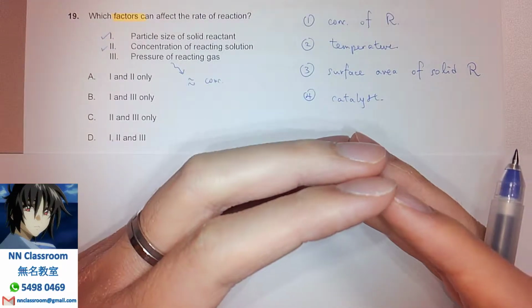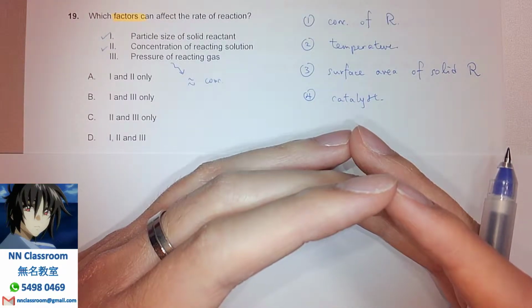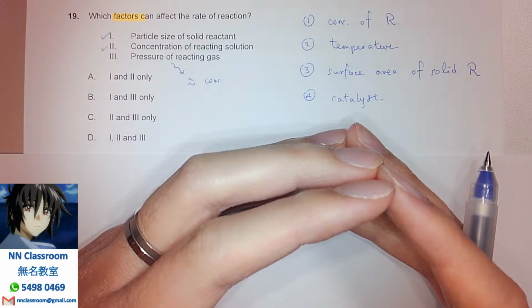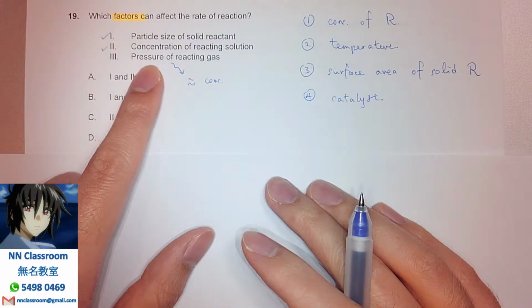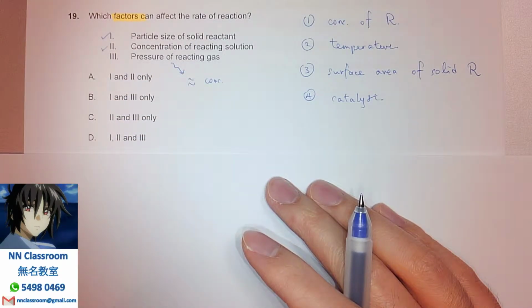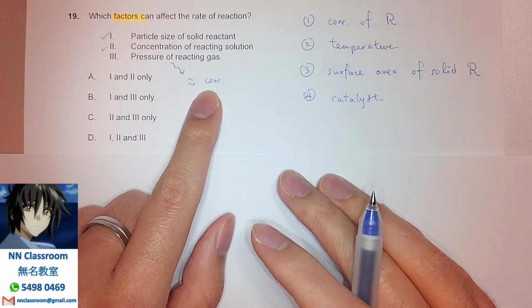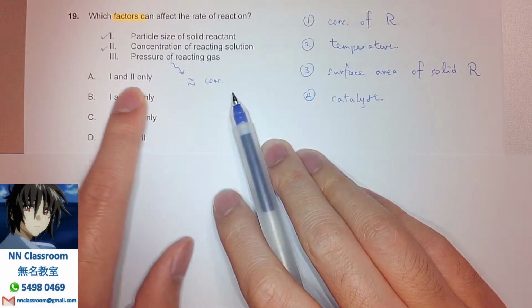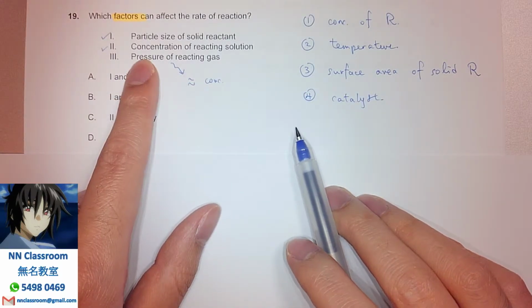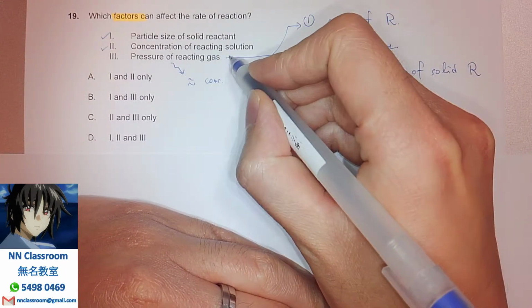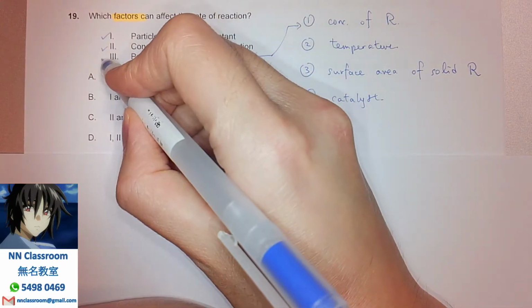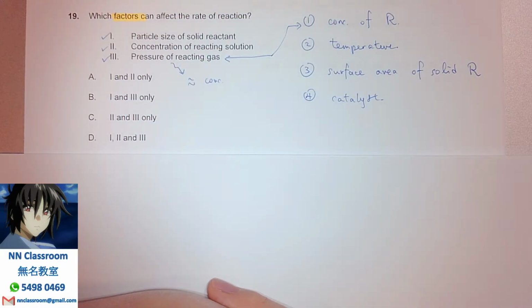So with a finite space, the density of gas particles is increased in order for the gas to exert an increased pressure. So increasing pressure simply implies that the density of the gas particles is higher, which means the concentration is increased. So pressure is also a factor with an equivalent meaning to concentration of reactant. So pressure of reactant gas is also a factor that can affect the rate of reaction. So the answer for this case will be D.